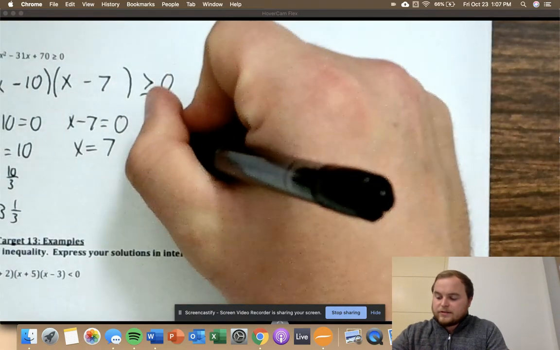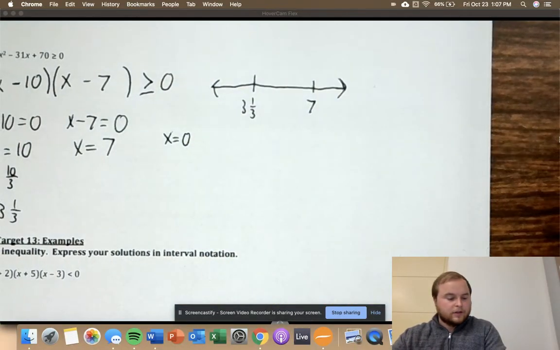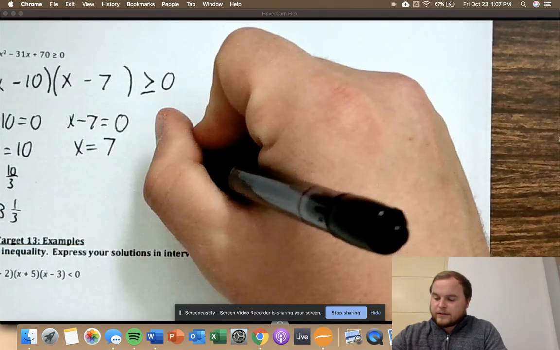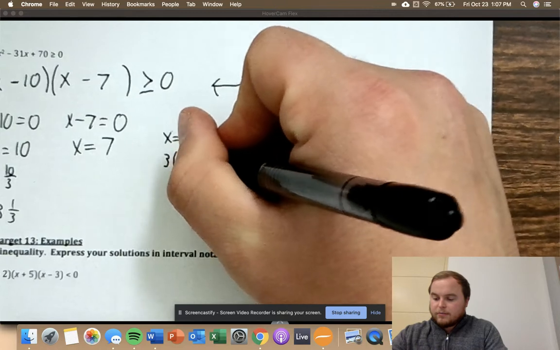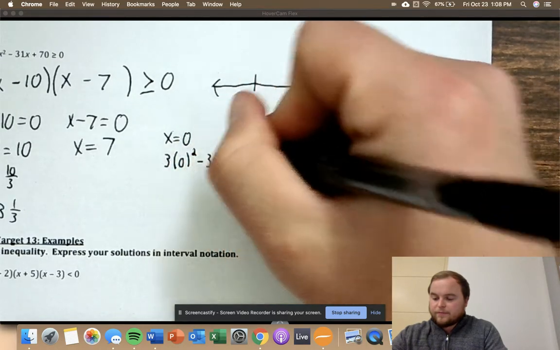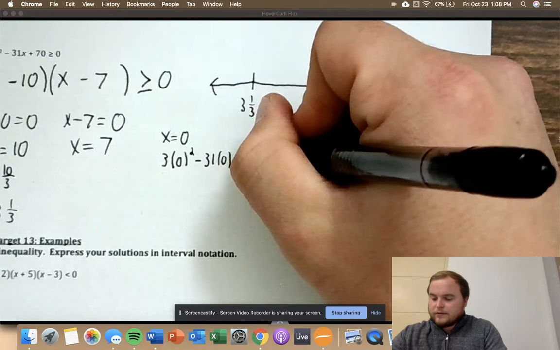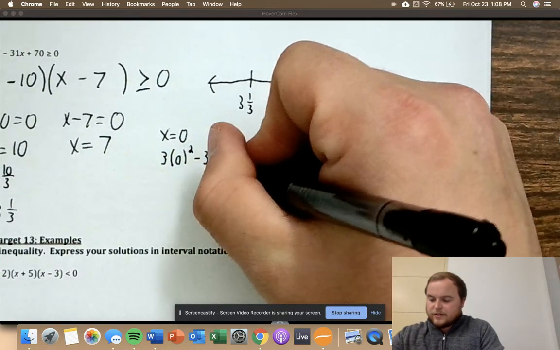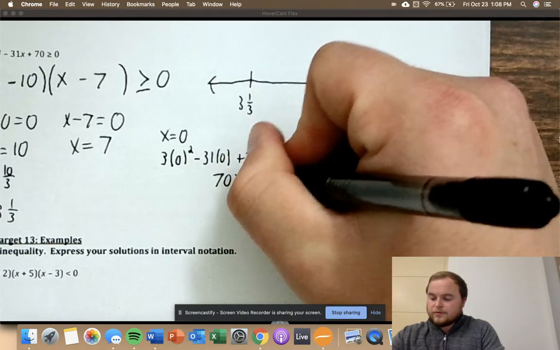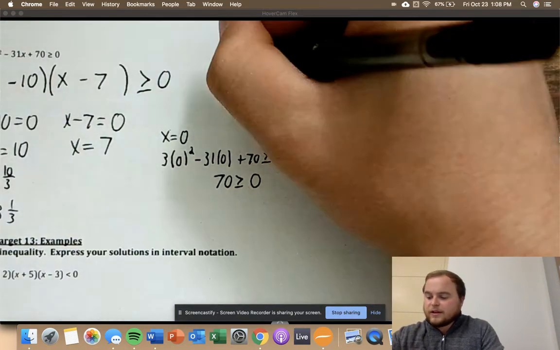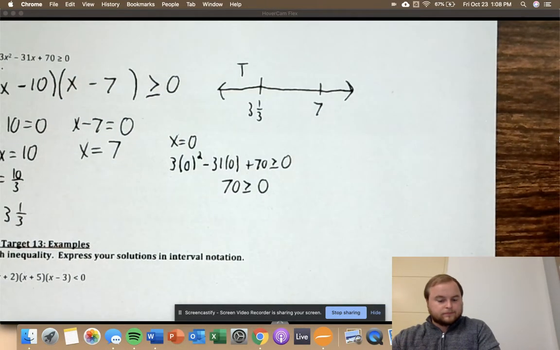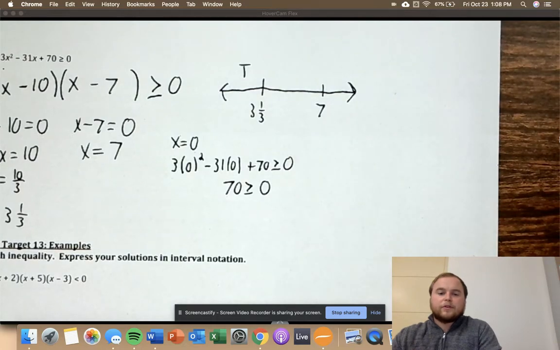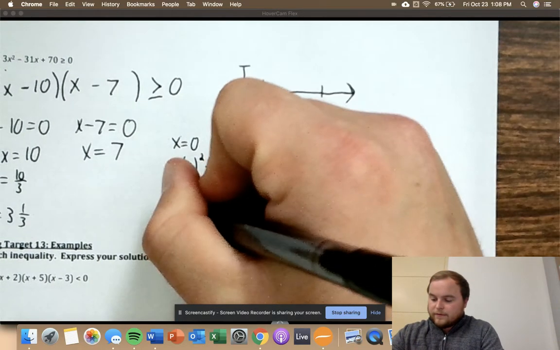Okay, so starting from the left, we want a number that's less than 3 and 1/3. Well, what about when x is equal to 0? If x is equal to 0, we would have 3 times 0 squared minus 31 times 0 plus 70 is greater than or equal to 0, which simplifies to 70 is greater than or equal to 0, which works out great because that's a true statement.